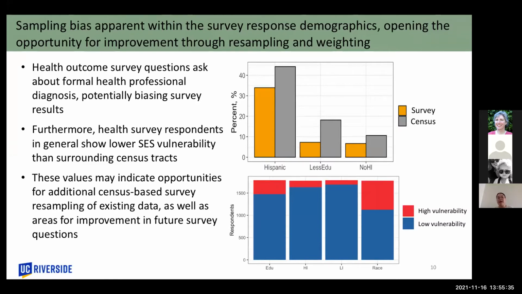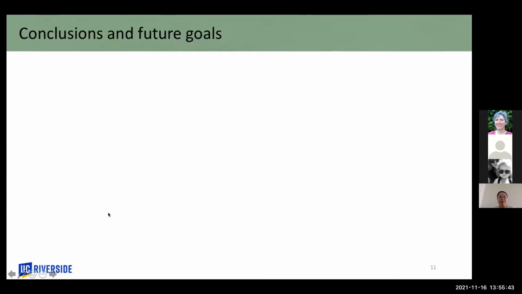So this means that we may have some sampling biases for the survey. So that's all for our study. So some major conclusions.